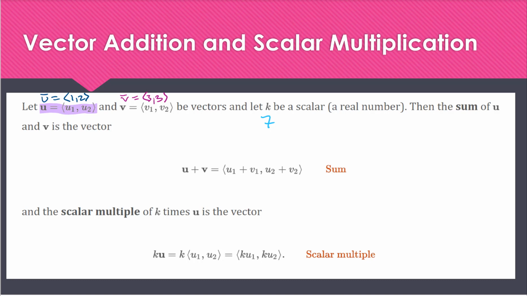A vector is a vector. It has both direction and magnitude. And a number is just a number. Numbers are inside of vectors. So K is a scalar, just a fancy way of saying number.